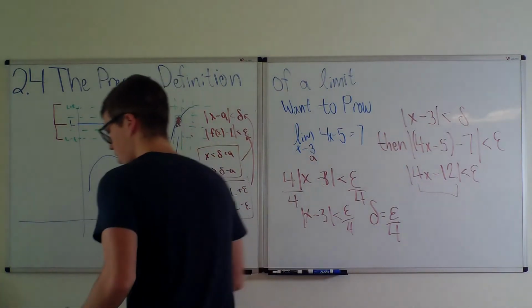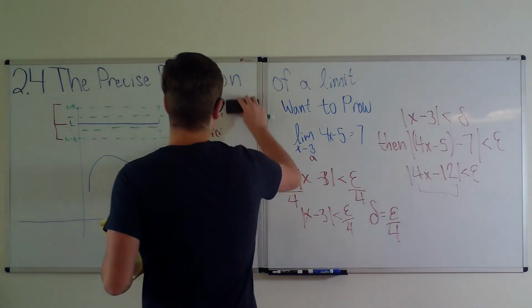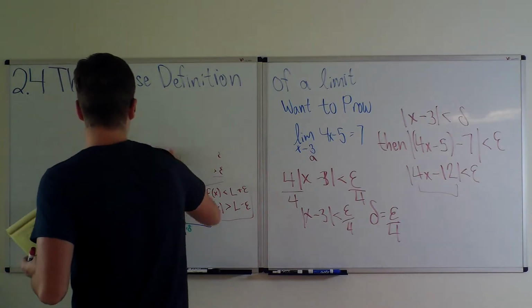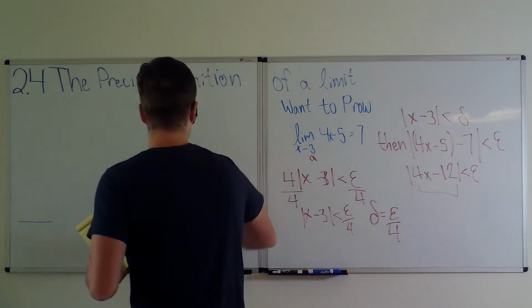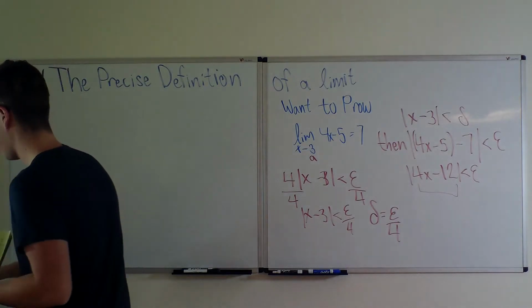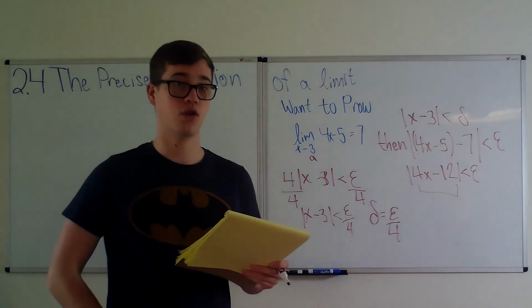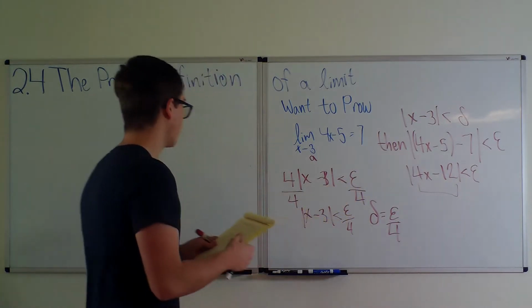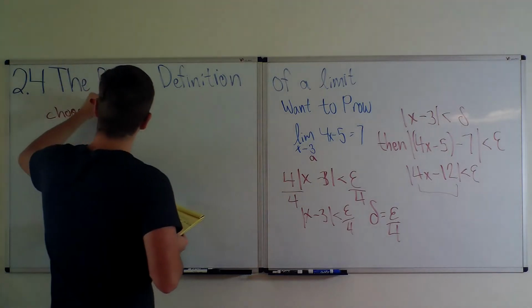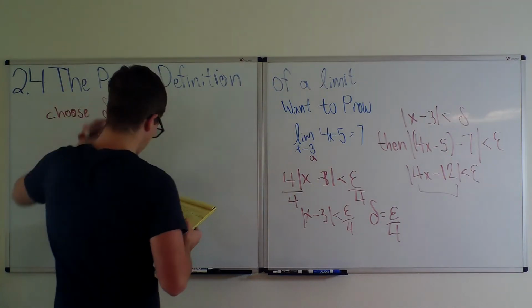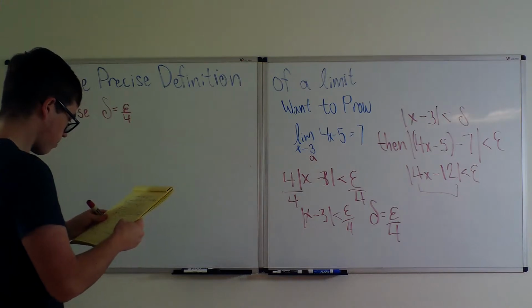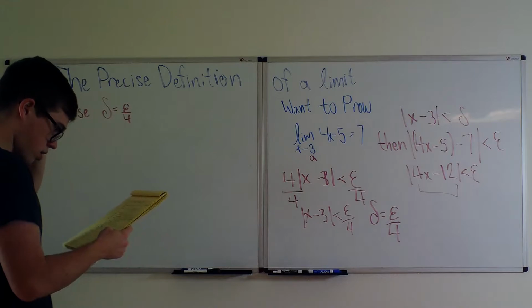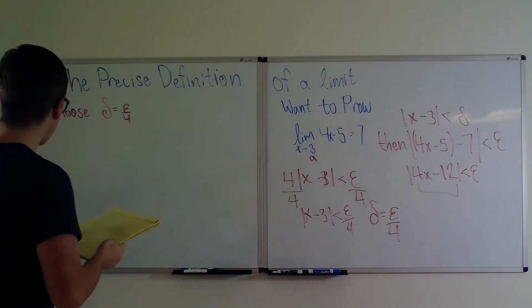So now what you have to do is prove it. There are two parts to proofs. There's the beginning phase, the sketch, where you find what you want to do, and then the second part is the proof, where you plug everything back in to show that it works. So now we're doing the proof part. So what we do is we choose delta to equal epsilon over 4, right? And then you plug it in, right?